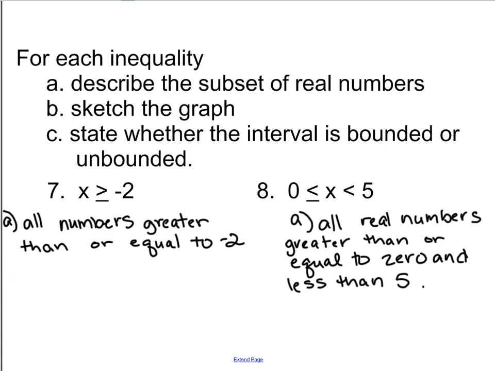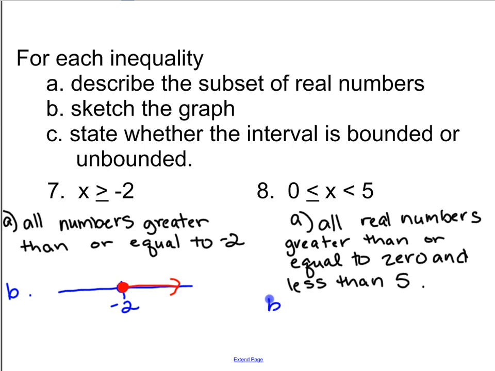Part B, sketch the graph. You're going to draw a number line. The point that we're given here is negative 2, so I'm just going to put a negative 2 right there. It's greater than or equal to, so you need a closed circle or a square bracket, either way. And since x is bigger, it needs to go off to the right. And I'd like you to either use a different color or make your line really dark so that it's clear which direction your line is going.